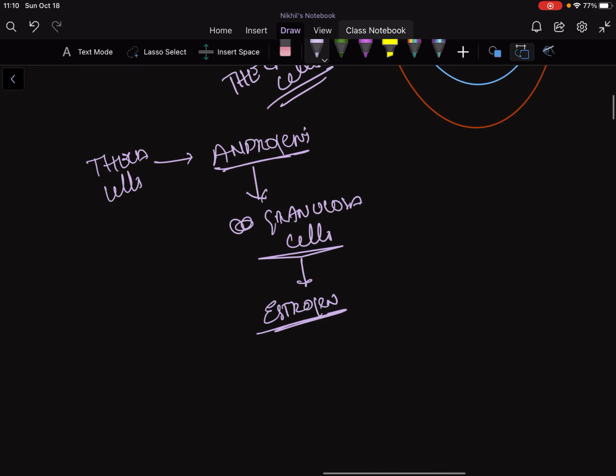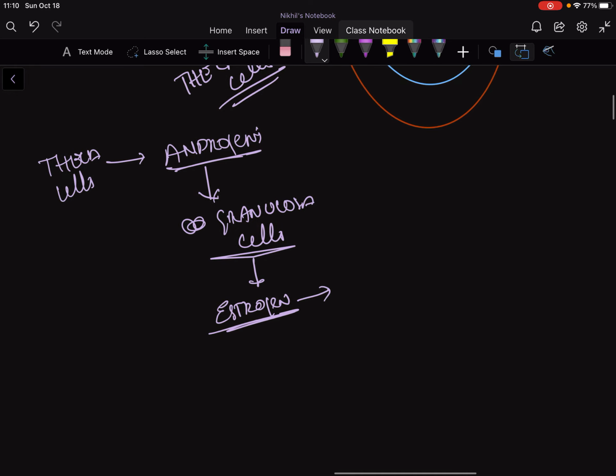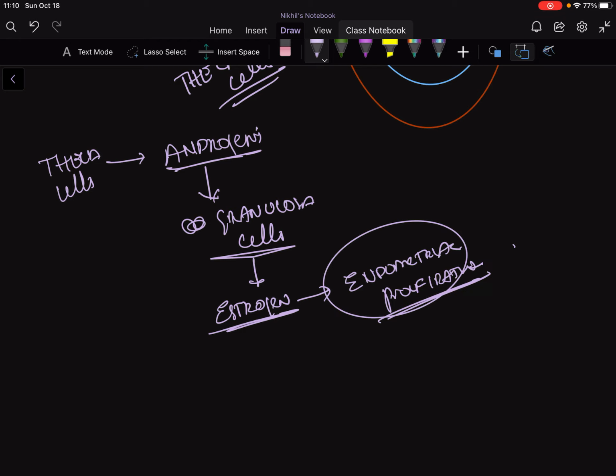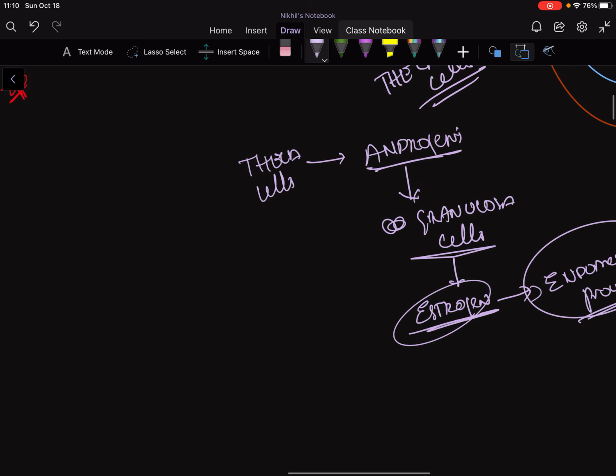What is the function of estrogen? The function of estrogen is mainly endometrial proliferation, so that a baby can be formed there. So estrogen is the one which will stimulate the endometrial proliferation. Remember that one.